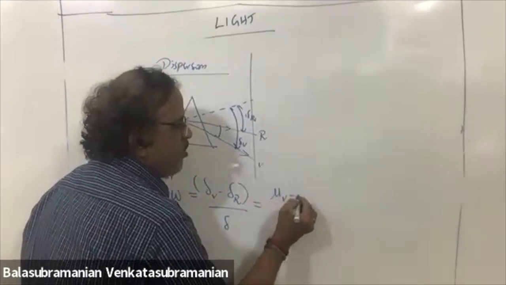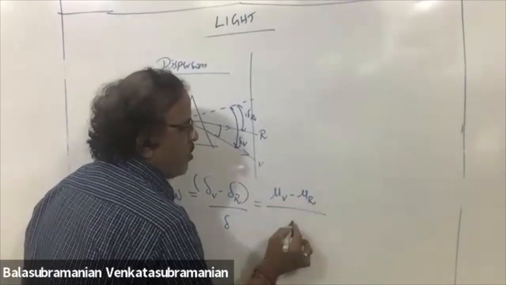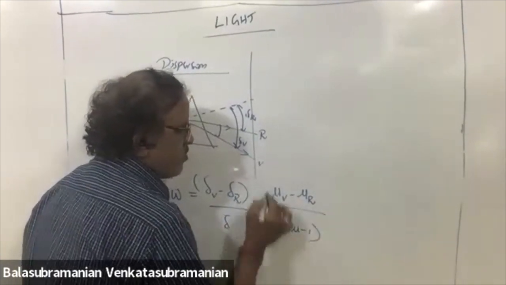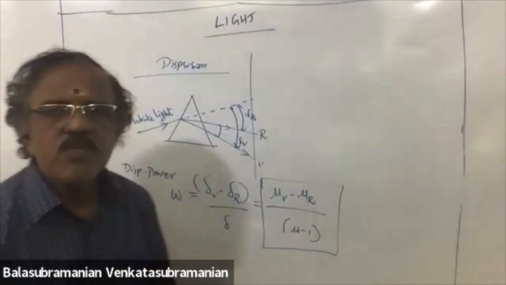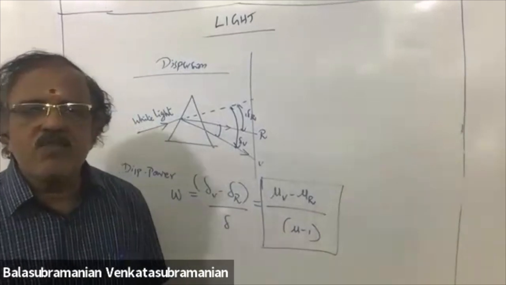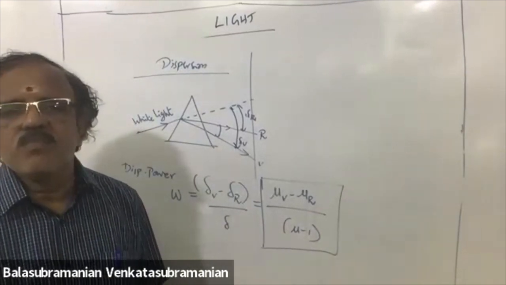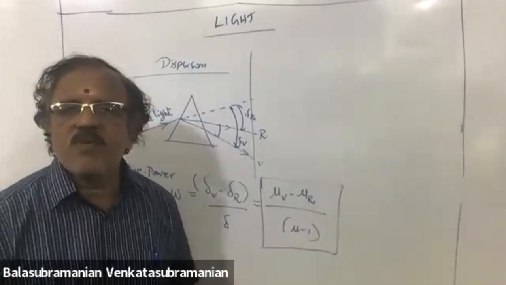Mu V minus mu R by mu minus 1. Only the final formula we are writing, ma. Mu V is the refractive index for the violet ray, and mu R is the refractive index for the red ray.